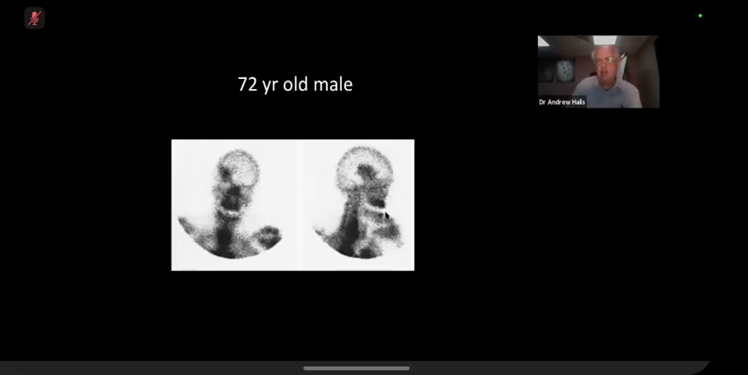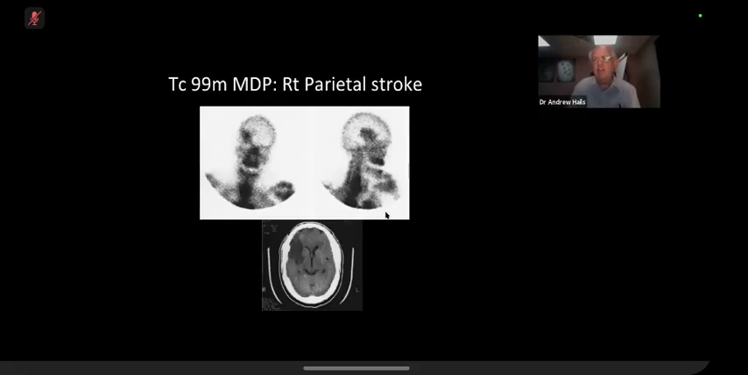Now, I'll just move ahead to find that. Now, this is unusual. I wouldn't say you go around and find strokes like this, but infarcts in the brain, infarcts in the heart can produce increased uptake on a bone scan. Myself, if I'd been seeing this in everyday practice, I would have thought, oh, maybe this person's got a meningioma. But this wasn't. This was a stroke.